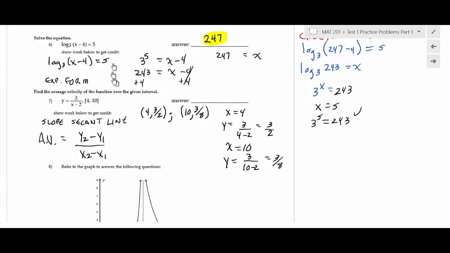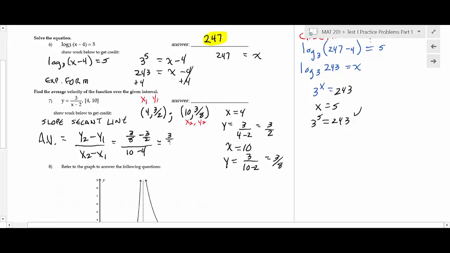Okay, now we're ready to plug this into the slope formula. You can think of this as x1, y1, and you can think of this as x2, y2 if you want to. It doesn't matter what order. So if we subtract, y2 is going to be 3/8, y1 is going to be 3/2, x2 is 10, x1 is 4. Then you could get a common denominator. This is 3/8. You could convert this to 8, so you'd multiply this by 4 over 4 to get 12/8. And then 10 minus 4 is 6.